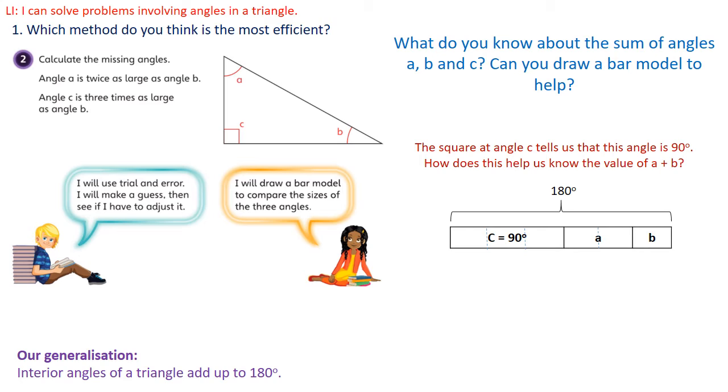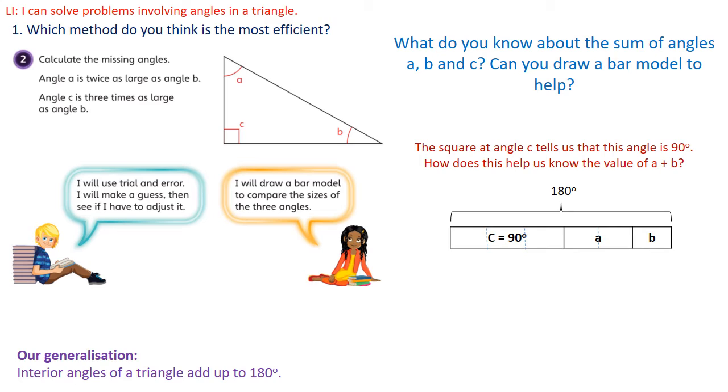But I know what angle C is. Angle C is 90 degrees. I can tell that because there's a square by the angle. And remember what we said yesterday, that always shows us that the angle is at 90 degrees.